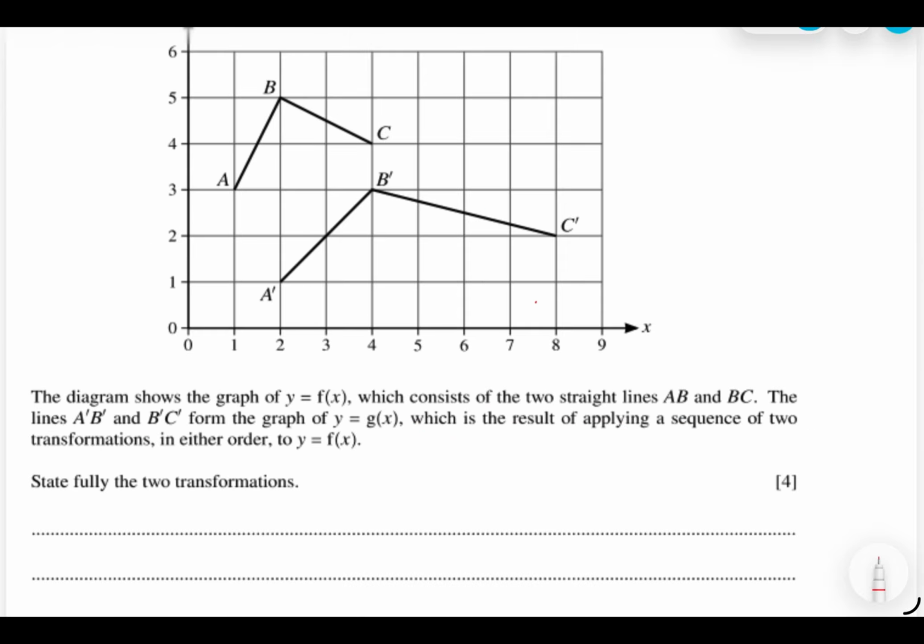All right, learners, let's try to solve this question now. The diagram shows the graph y equals f(x), which consists of two straight lines. The lines A'B' form the graph y equals g(x), which is the result of applying a sequence of two transformations to y equals f(x). State fully the two transformations.